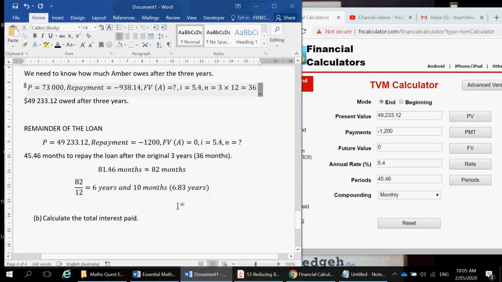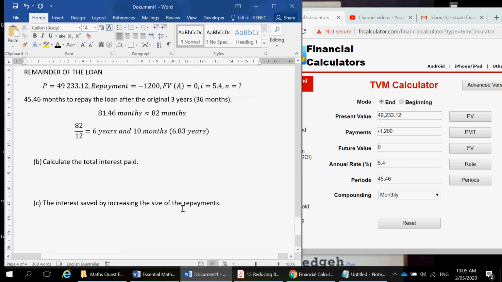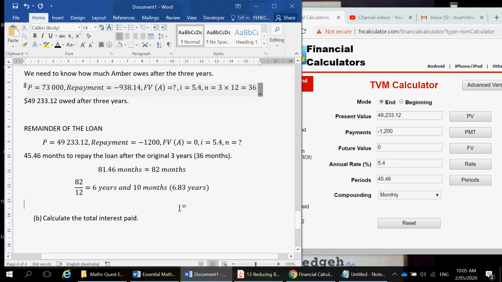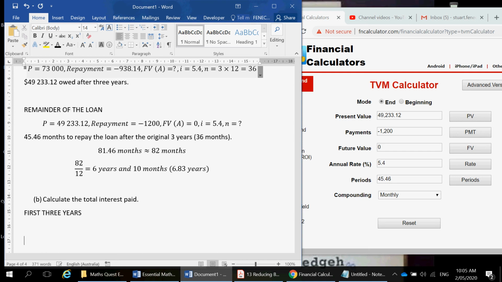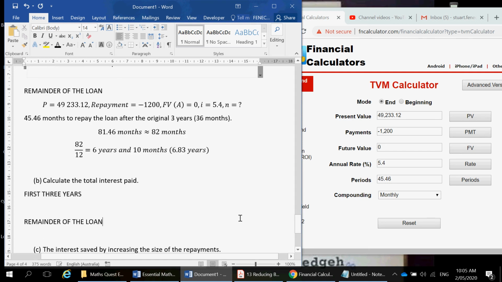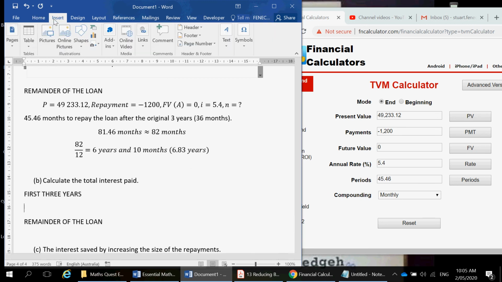All right, total interest paid. That becomes a very interesting question. So we have to think, again, about the first 3 years and the remainder of the loan separately. Now, for the first 3 years, I'll cut a little bit of the stuff out here. Well, let's work out the total amount paid in the first 3 years. That's probably the most logical thing to do first.